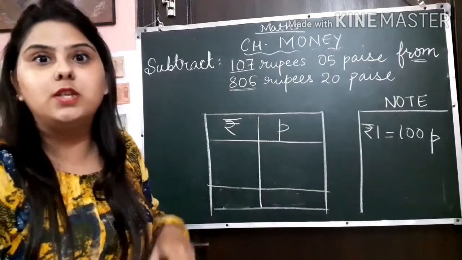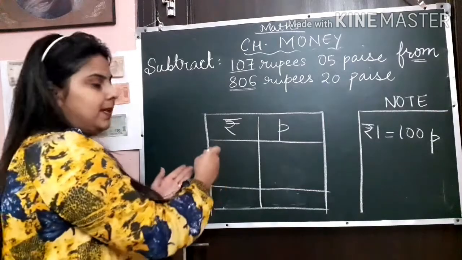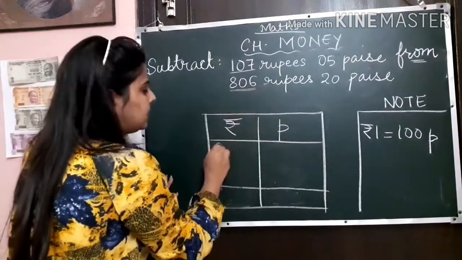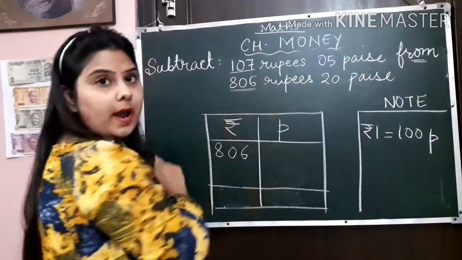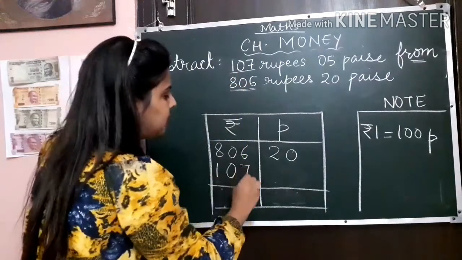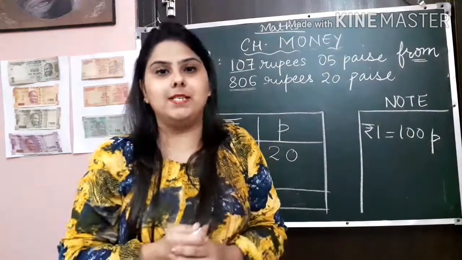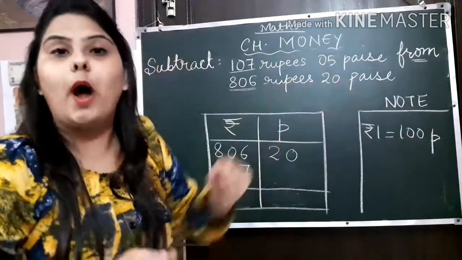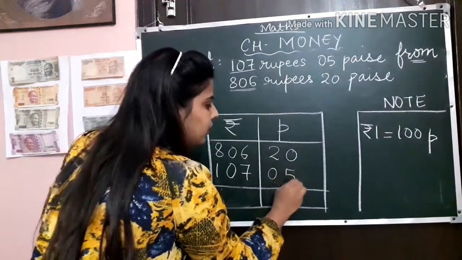So let us arrange this amount into column form. Similarly, we will again make a rupees column and a paise column and start arranging our numbers. That is 806. With 806, how many paise do I have? 20. Now I have 107 rupees and 5 paise. If you notice here, I told you that paise should always have 2 digits. So whenever it is 5 paise, I will write it as 05. I will add a 0 before the number.